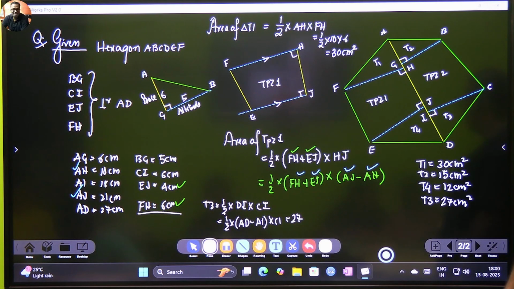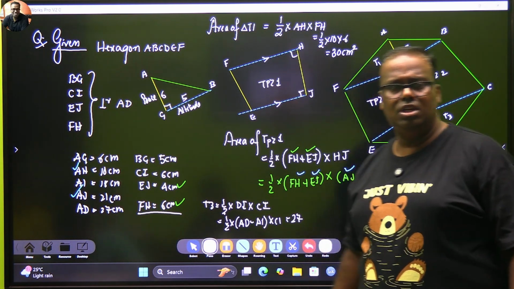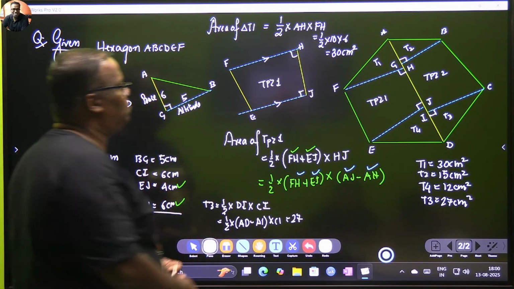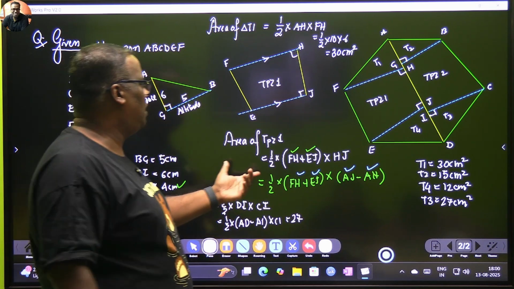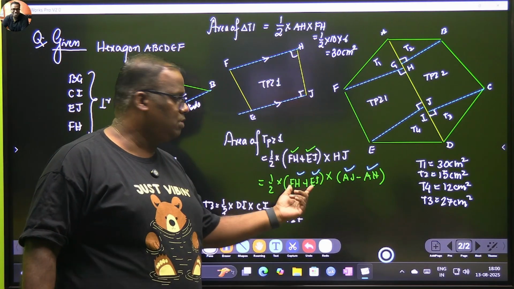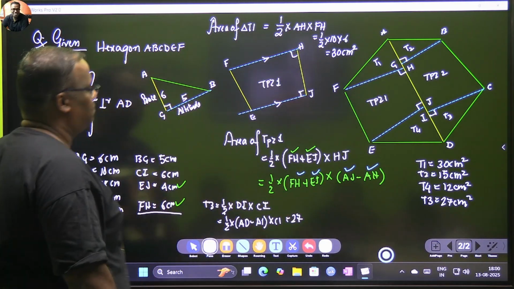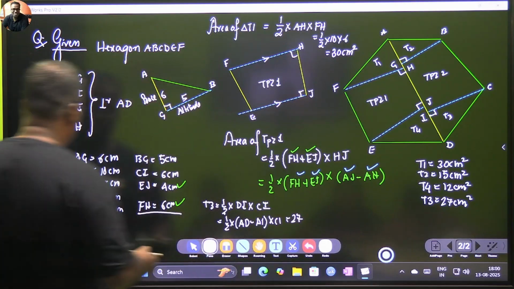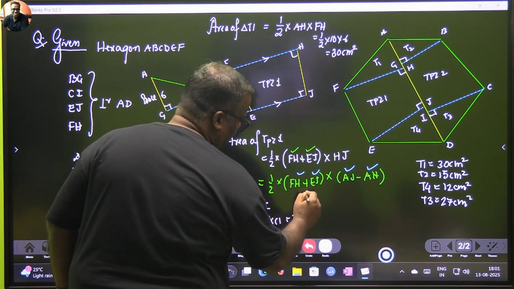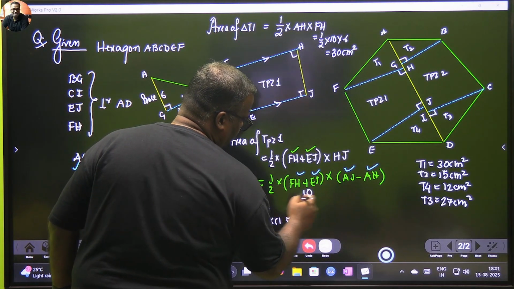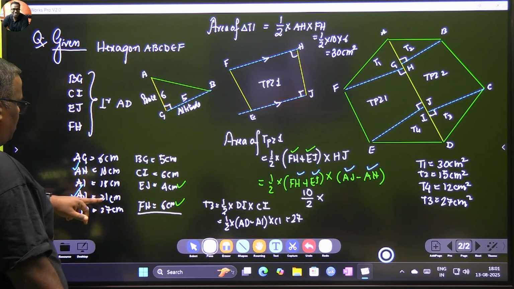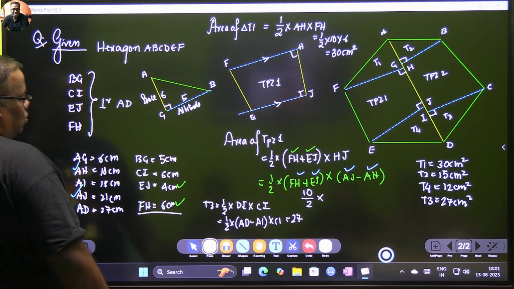Are you satisfied now? Okay. Can we go to the trapeziums now? Yes. Let's go to the trapeziums. The area of a trapezium is half into the sum of the parallel sides into the perpendicular distance between them. Can you tell me what the data is? FH plus EJ. FH is 6, EJ is 10. So this is 10 divided by 2, multiplied by AJ minus AH. AJ is 21 minus AH. So this should be 11.